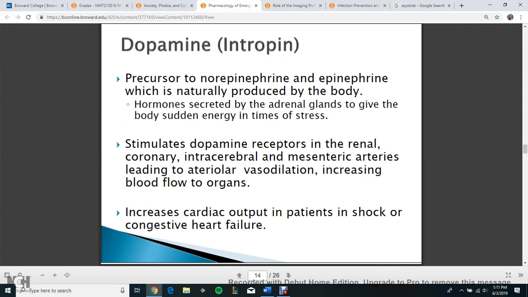Dopamine, which is also known as Intropin, is a precursor to norepinephrine and epinephrine, which are naturally produced by the body. Hormones secreted by the adrenal glands give the body sudden energy in times of distress. It stimulates dopamine receptors in the renal, coronary, intracerebral, and mesenteric arteries, leading to arterial vasodilation, increasing the blood flow to organs. Increases cardiac output in patients in shock or congestive heart failure.